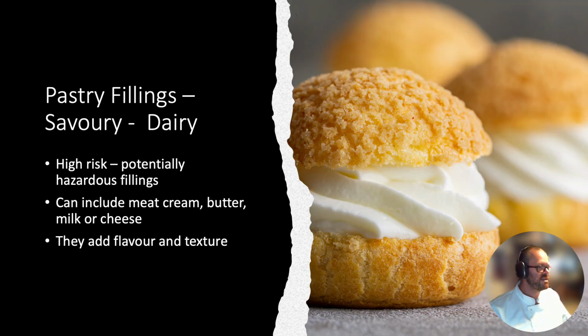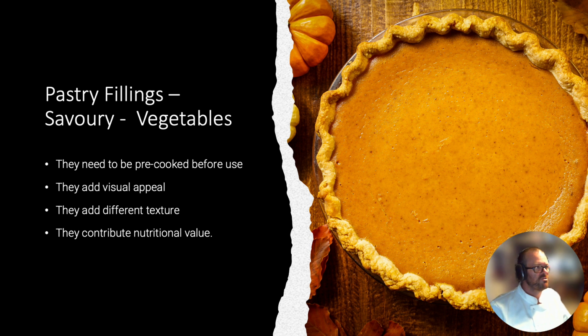Cool. Pastry fillings, savory dairy. Again, high risk, potentially hazardous fillings. This could be cream, butter, milk, or cheese. It adds flavour and texture. Pastry filling, savoury vegetables. So there are three main categories of savoury fillings. They need to be pre-cooked before use. They add visual appeal and different textures. They contribute nutritional value, fundamentally fibre.